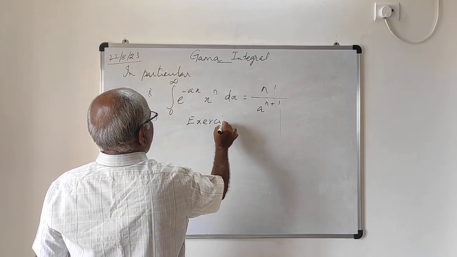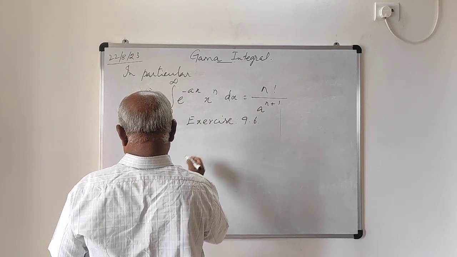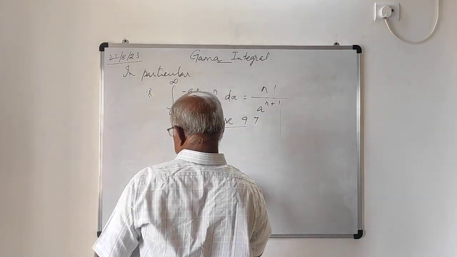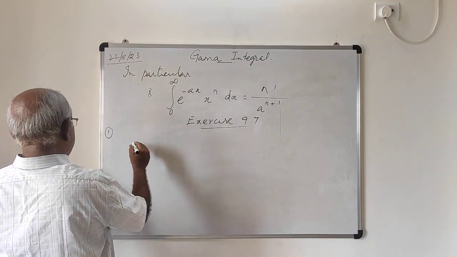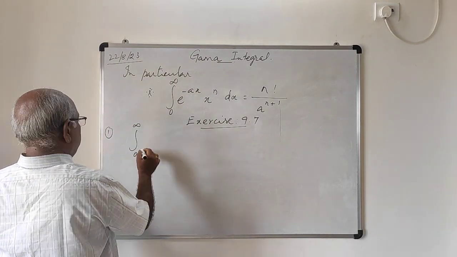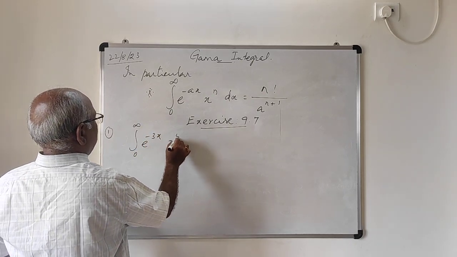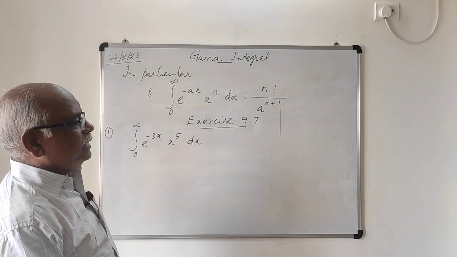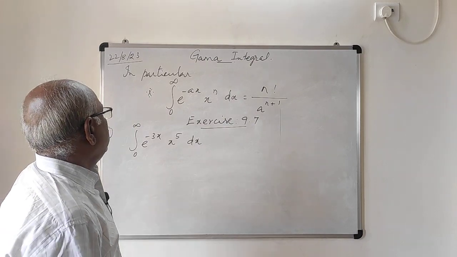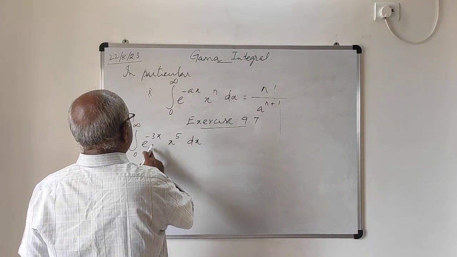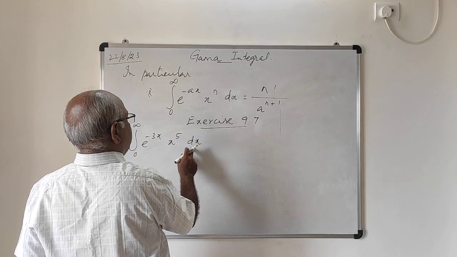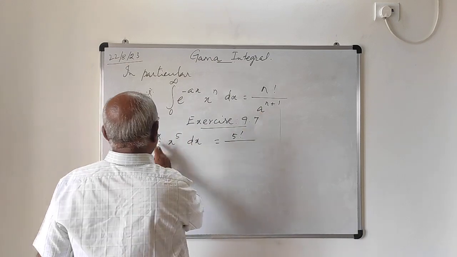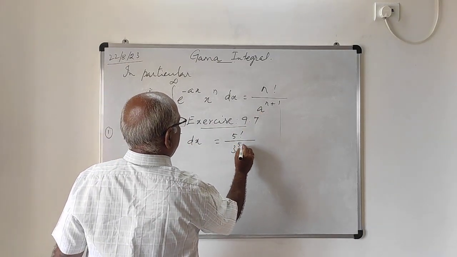Exercise 9.7 in your textbook. First problem: evaluate the integral 0 to infinity e power minus 3x into x power 5 dx. Here n is any positive integer. This is of the form e power minus ax x power n dx, which by the result equals n factorial by a power n plus 1. Here n is 5 and a is 3.